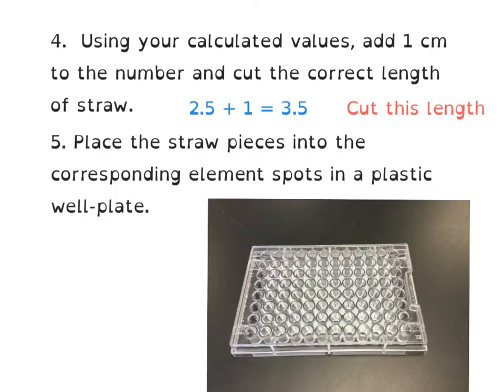What you're going to do next is take the calculated value that you have, so your 2.5, and add 1 centimeter to it, because this well plate has a depth of 1 centimeter. So you will need to cut your straw lengths to be 3.5 to accurately portray the 2.5 and be able to stick into the little holes in this well plate. You need to place them in the correct spot, matching whatever element it was. If it was beryllium, we would put beryllium right there, and it would be a 2.5 centimeter piece of straw sticking out of it. You need to repeat this for all your elements.